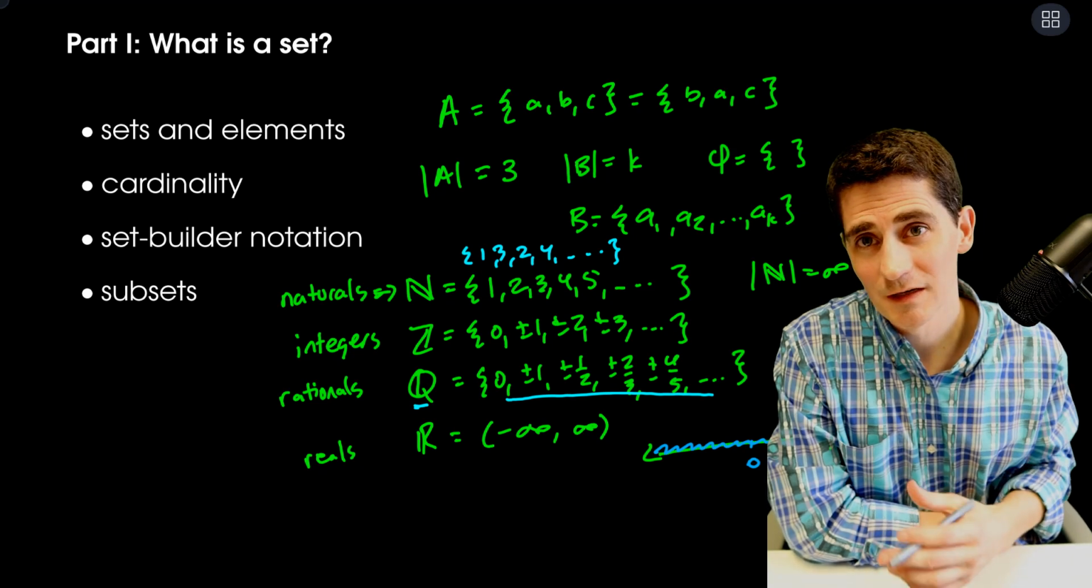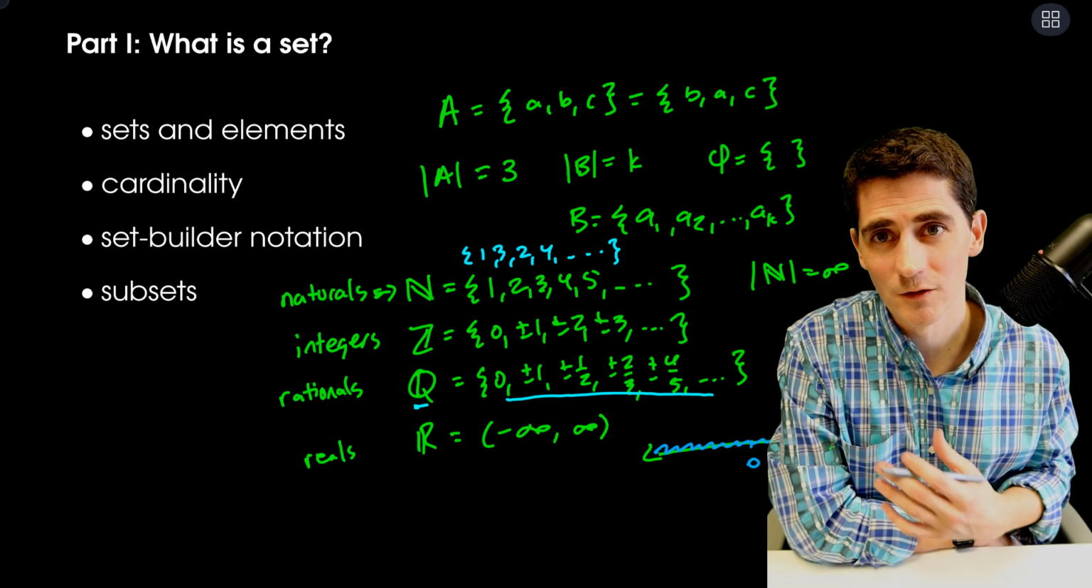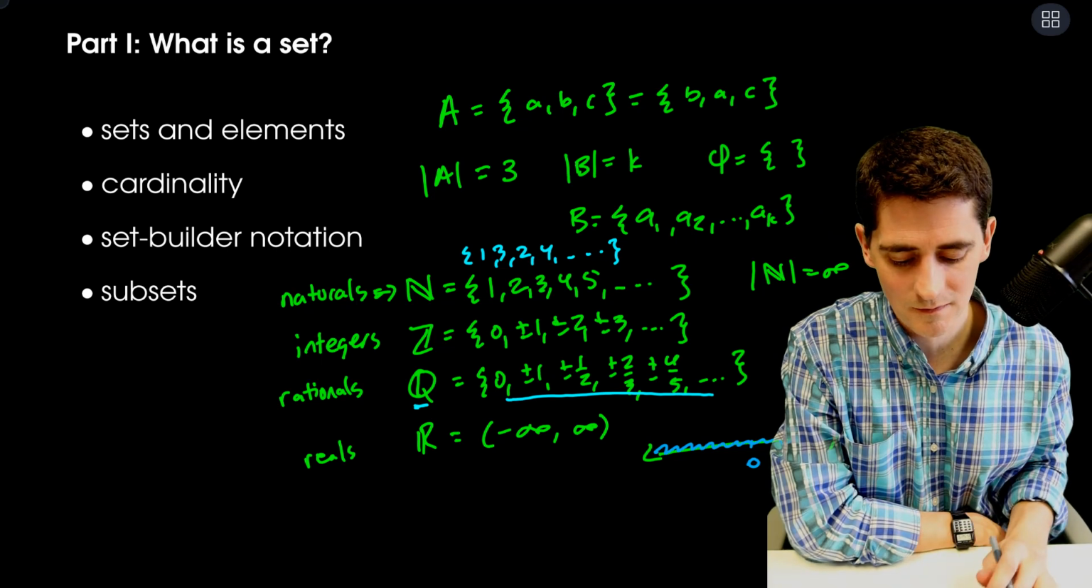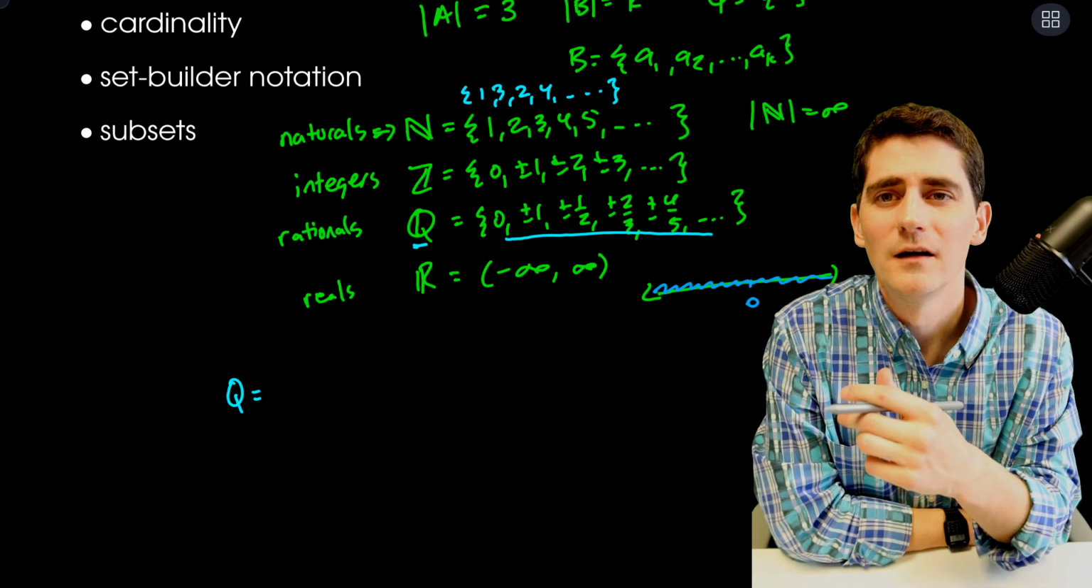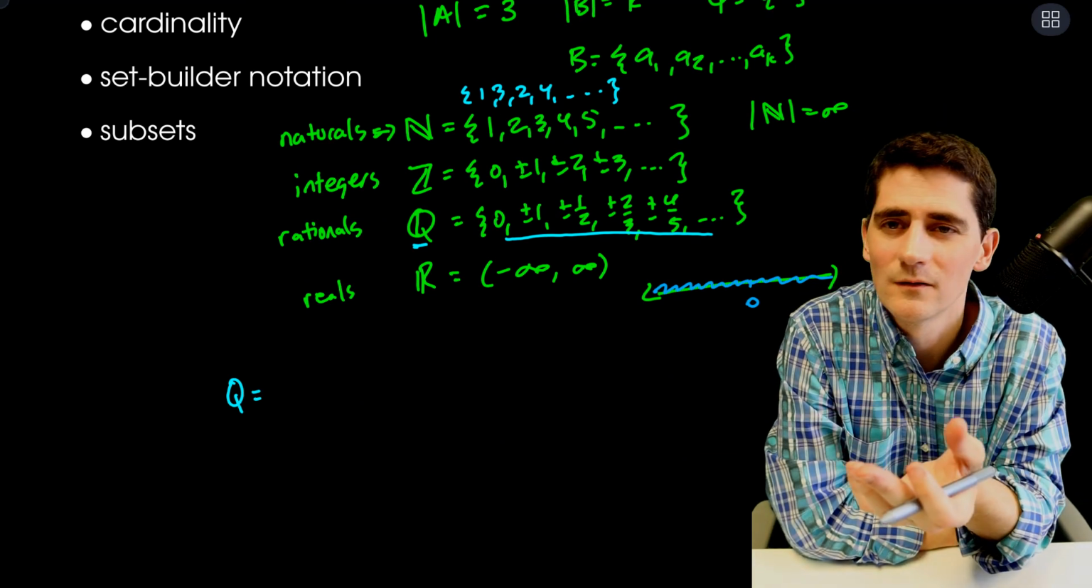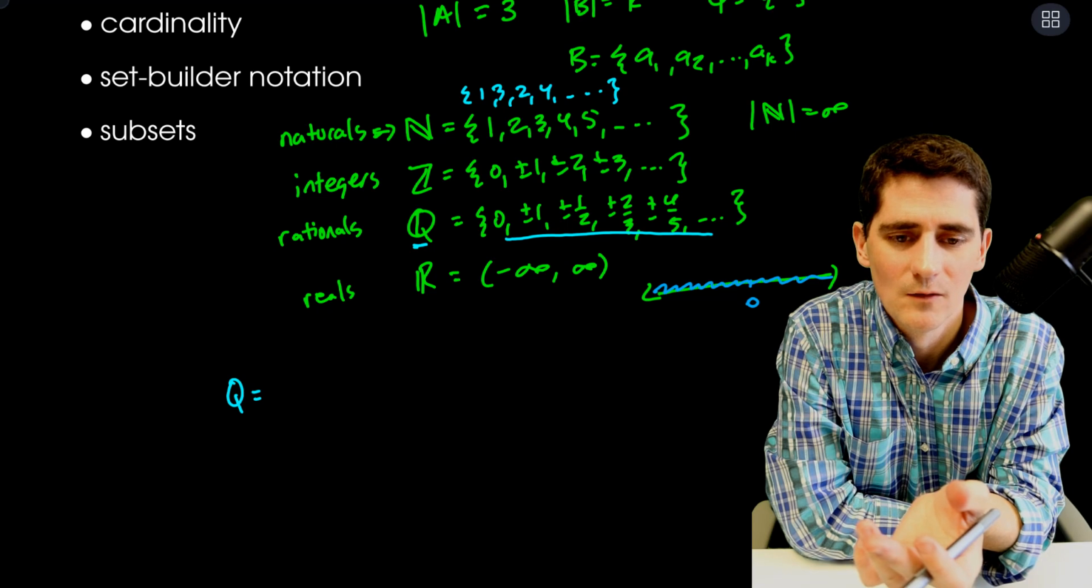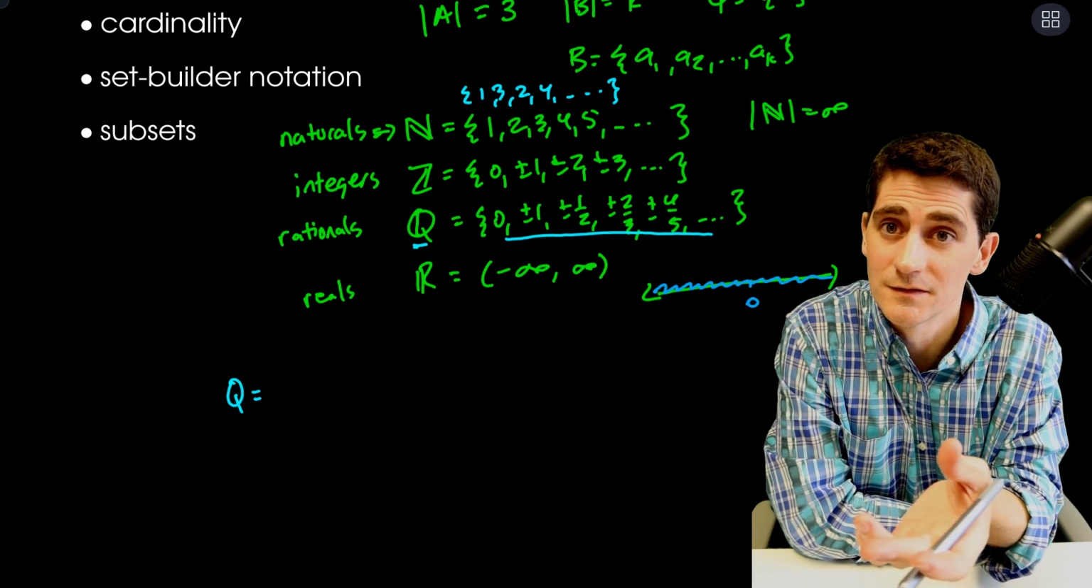So we want to introduce this idea called set builder notation, which is a great way to describe sets. Let me give you an example. Okay, so we're going to use the rationals as our example. Now, the rational numbers, I'm trying to think, what do the rational numbers look like? Well, we already mentioned they're fractions.